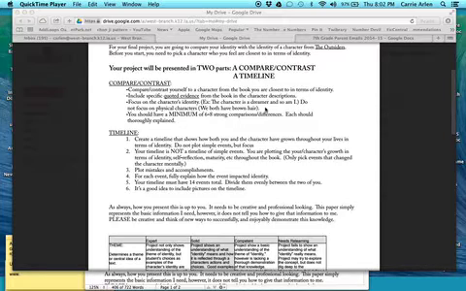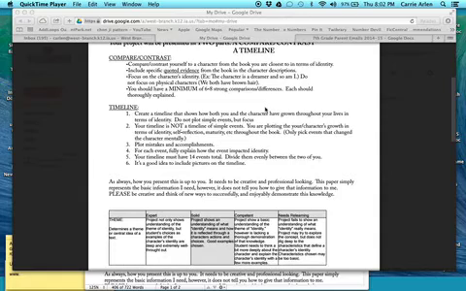Okay, so then the second piece is a timeline. And this is still about the same character. So it says, you are also going to create a timeline that shows how both you and the character have grown throughout your lives in terms of identity. So you're not just plotting simple plot events. You're not saying, last Monday night I went to a basketball game. I want you to think about the things in your life that have formed you as a person. And they might not be huge things.